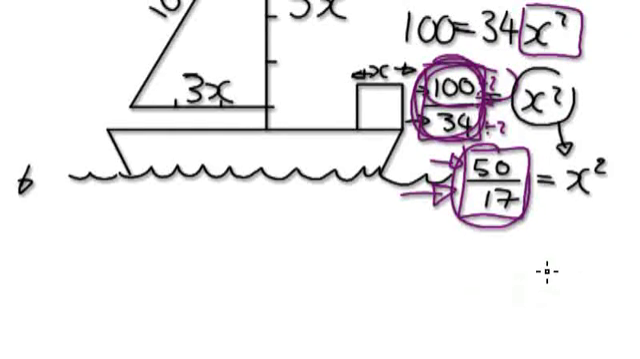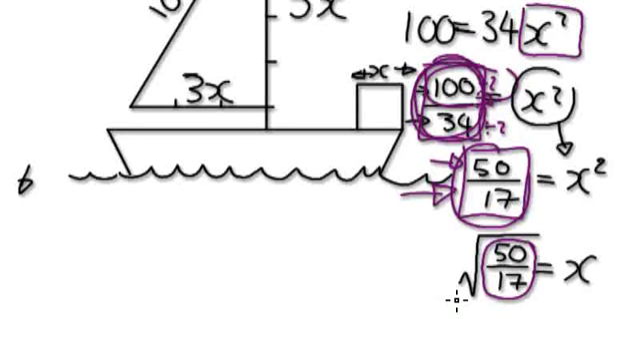Now, if you want to know x, you square root both sides. So it will be this, root 50 over 17. So basically punch this into your calculator. Get 50 divided by 17, and then square root whatever the answer was. Okay. So the length of the cabin, you can leave it as root 50 over 17.